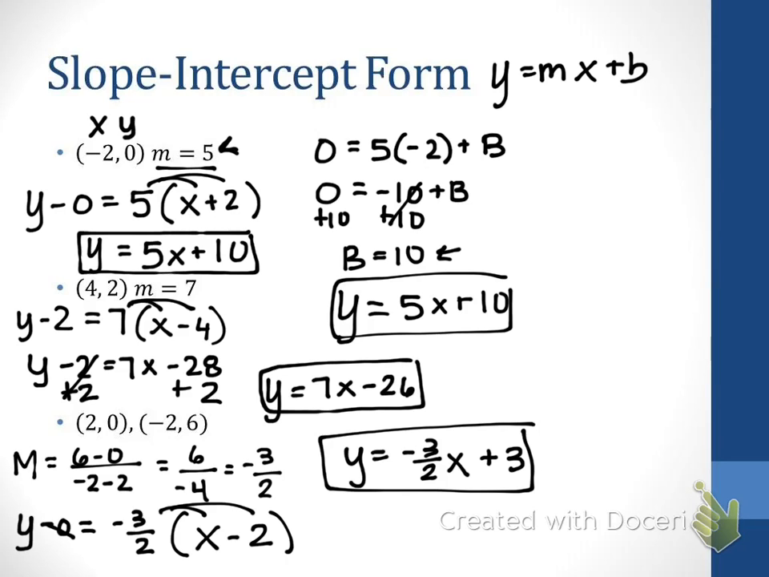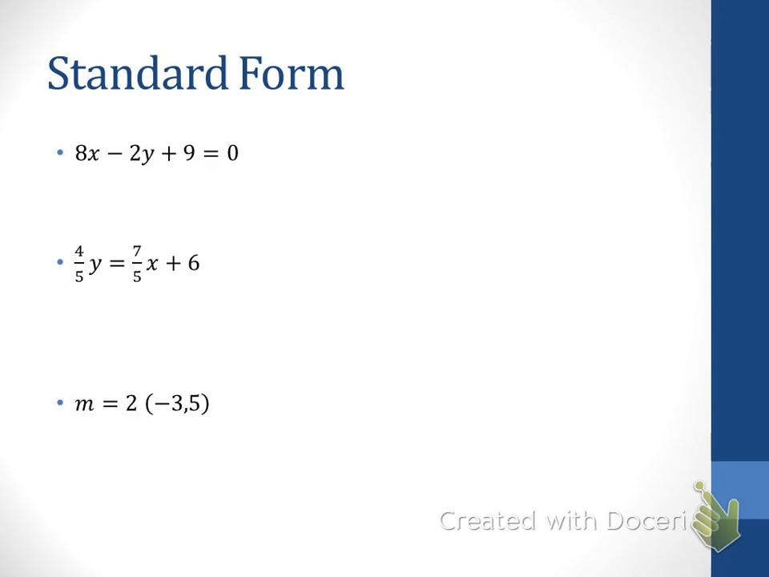So the next type of formula that we are going to use is standard form. What is standard form? Vincent? Ax plus By equals C. Very good. Ax plus By equals C. In order to put an equation in standard form, I have to have an equation, because standard form is just a way of ordering your terms.